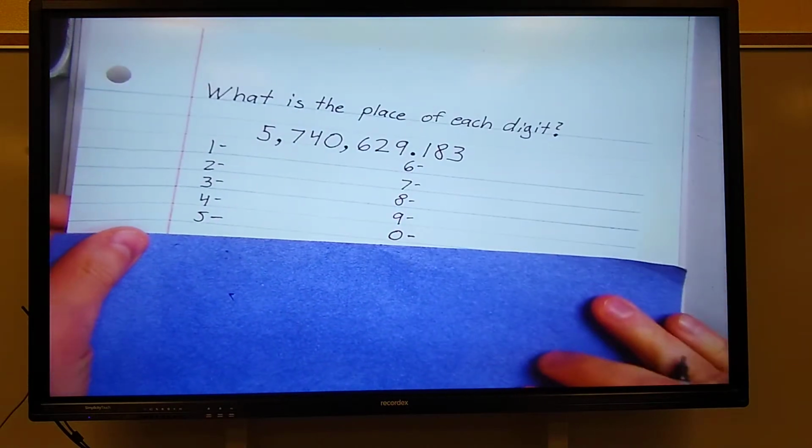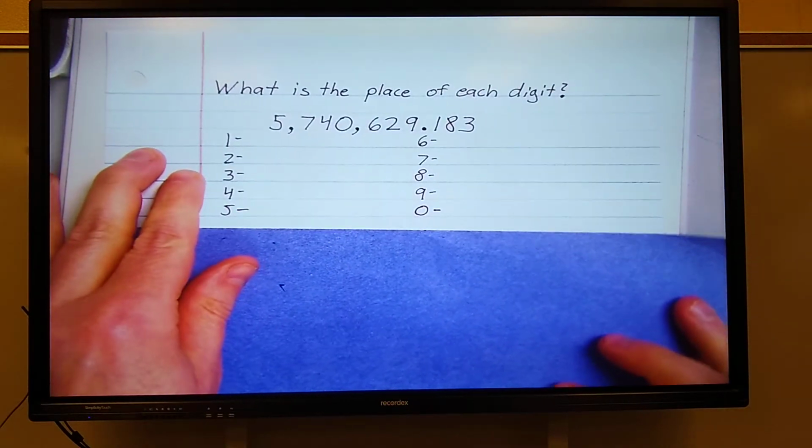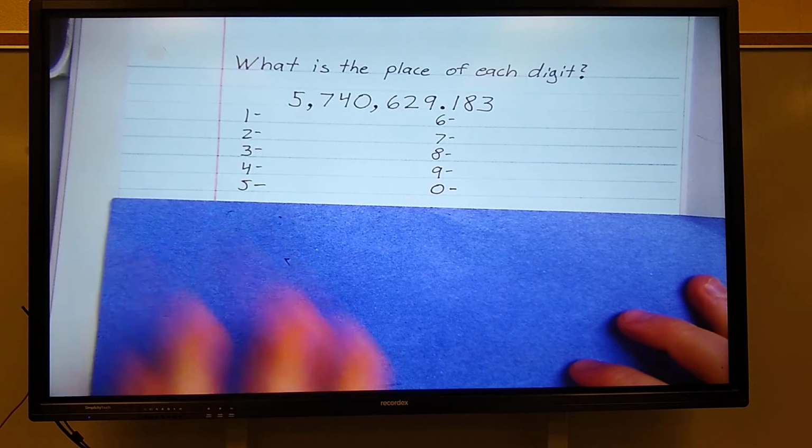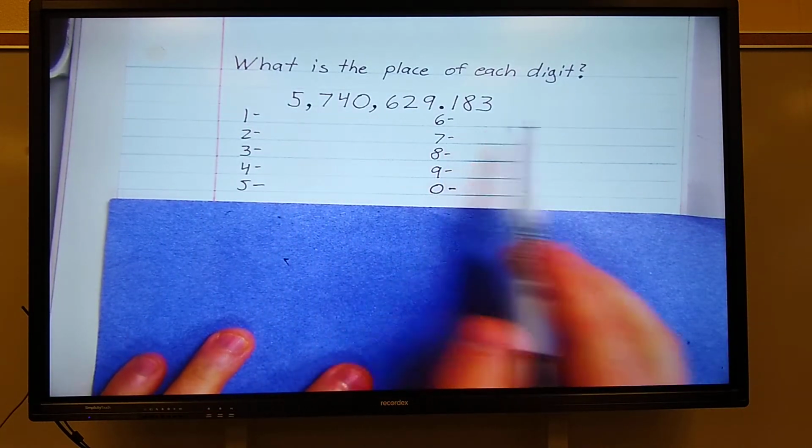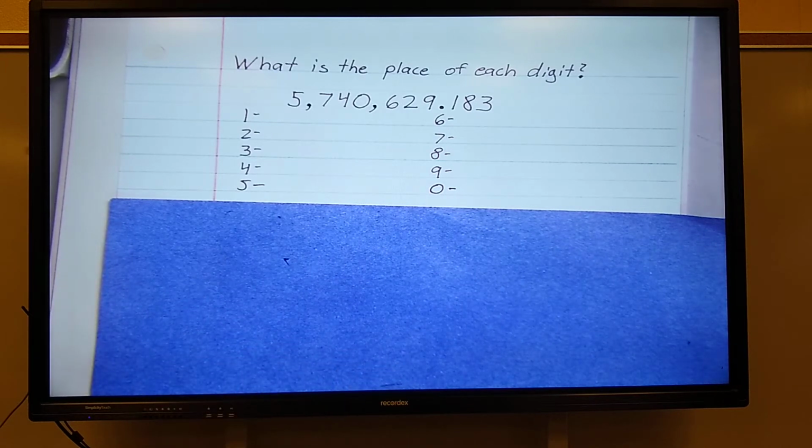It is time to review some place value problems, some rounding problems, and some comparing problems. So make sure you have a sheet of paper out and ready to work. First things first, I want you to tell me the place of all of these digits right here. Do that on your sheet of paper. Pause the video.